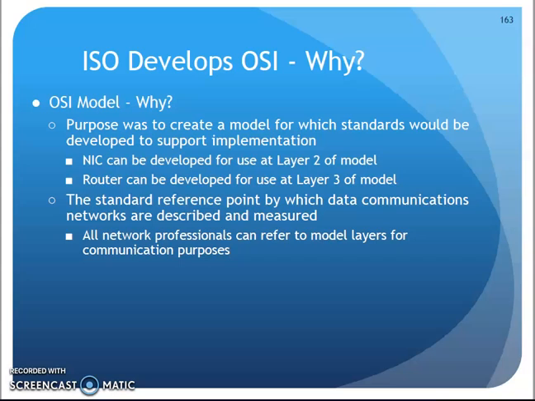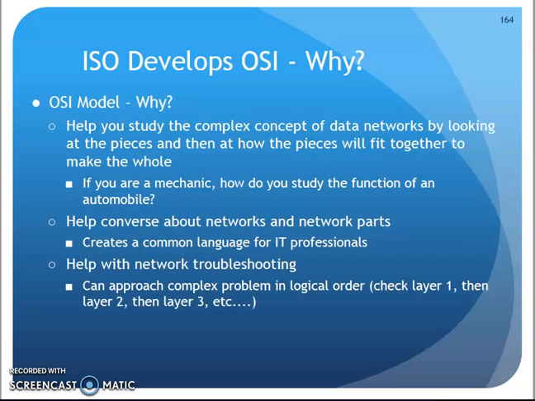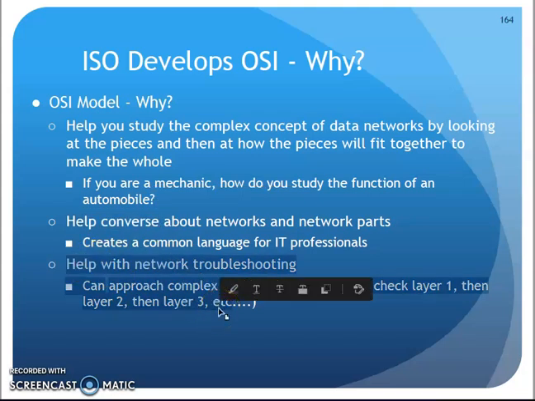Or it allows you to dial in on that piece. So this is going to allow us to break this complex topic down into pieces that we understand. It's going to give us a common language, a common form of communication between IT professionals. And believe it or not, it actually does help with troubleshooting down the road.